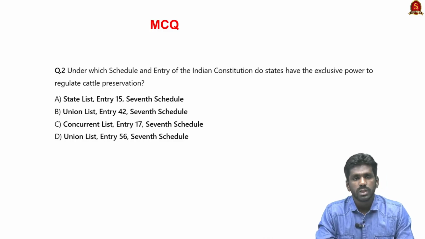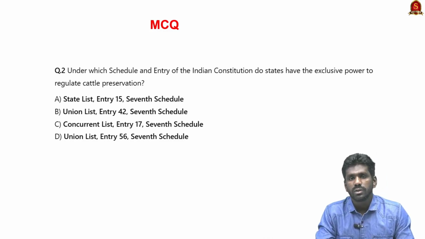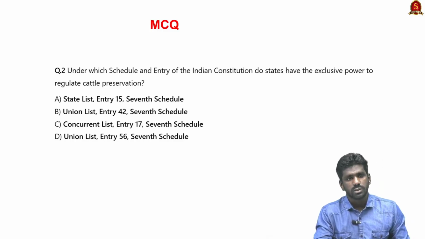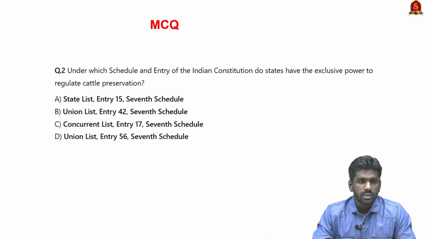Look at this MCQ. Under which schedule and entry of the Indian Constitution do states have exclusive power to regulate cattle preservation? The correct answer is option A, State List Entry 15 under the 7th Schedule.